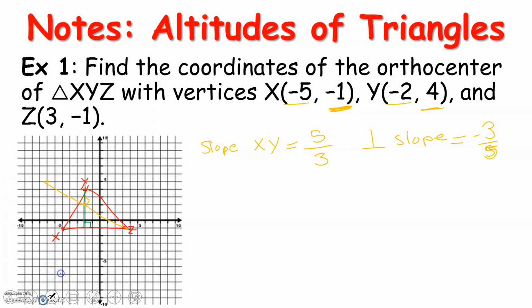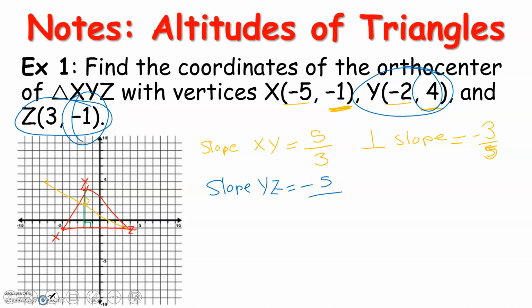Now we're going to do something similar to find our perpendicular from X to YZ. So let's find our slope of YZ. Here's Y and Z. From Y to Z, our rise, remember, is our y coordinates. We go from 4 to -1, so we went down 5. And our run, we go from -2 to 3, so our run is 5, so our slope is -1.